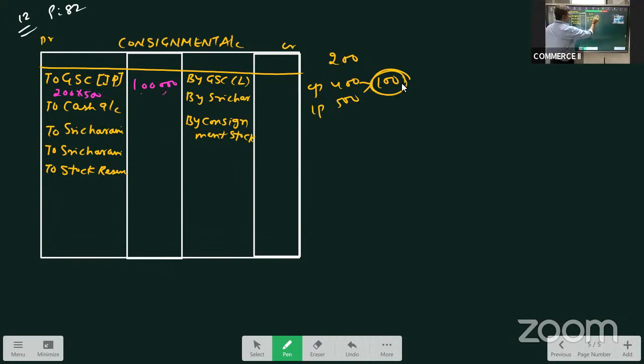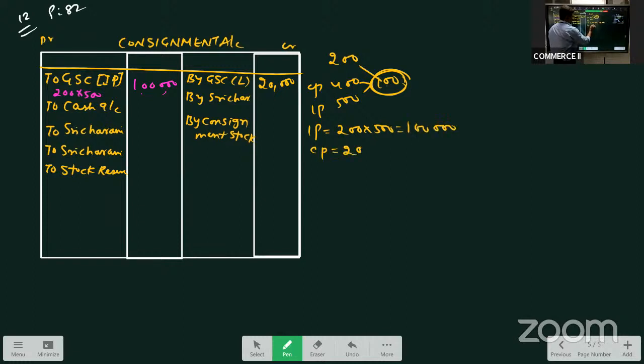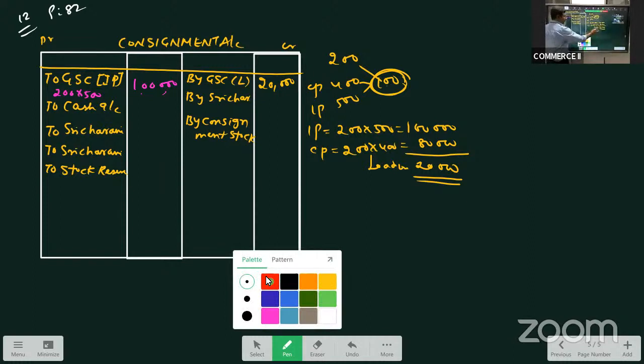What is the excess price in each case? 100. 100 rupees into 200 cases will be 20,000. If you calculate invoice price, 200 cases into 500, it is 1 lakh. If you calculate cost price, 200 cases into 400, 80,000. 1 lakh minus 80,000 is 20,000. This is the loading. Hope this is clear: invoice price on the debit side and the excess amount called loading on the credit side.